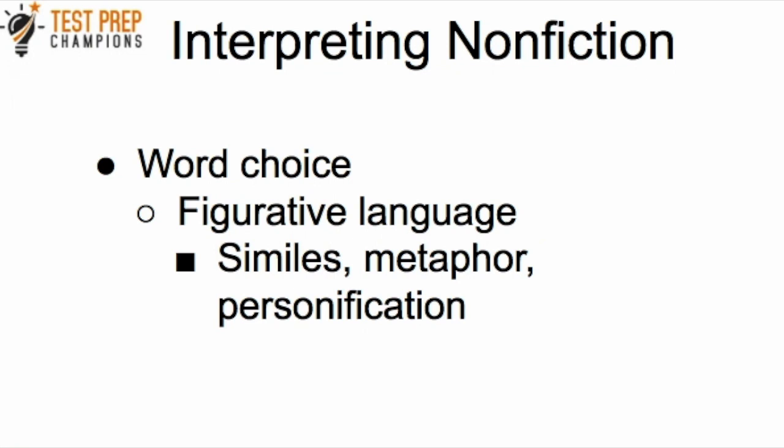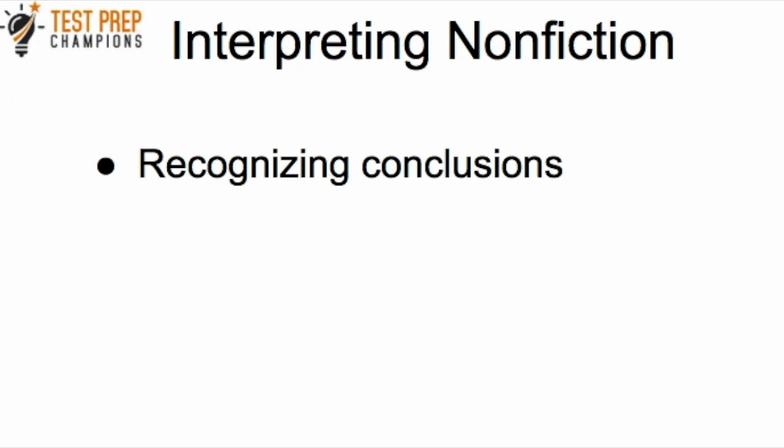All right, and so also under the category of word choice would be figurative language. Now, figurative language includes things like similes, metaphors, and personification. A simile is used to compare two things using the words like or as. A metaphor compares things without using the words like or as. All right, and I've talked about similes, metaphors, and also personification in other videos, so I'll put a link to that down below.